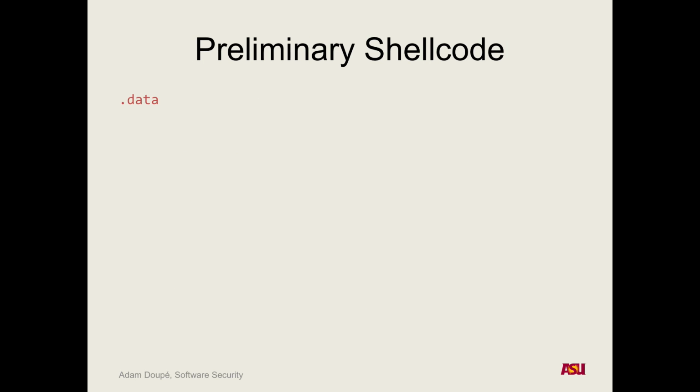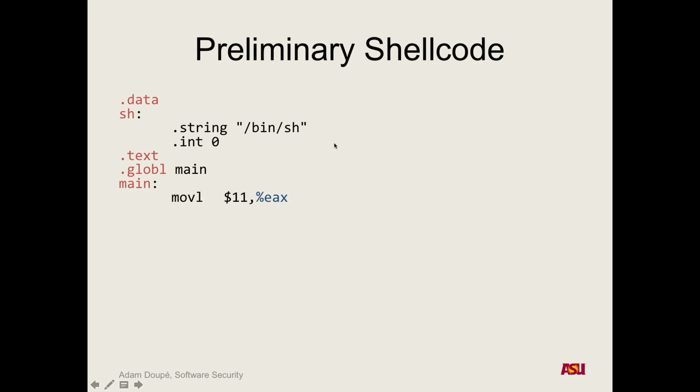So if we were to write this in assembly, we would have a data segment, we'd give it a label, we'd call it sh, we'd have the string /bin/sh, we'd have an integer 0, and then our program is pretty straightforward, right? We want to just translate exactly what we wanted to do into assembly. So we can set B to be hex B, which is the same as 11, right? 10 is A, B is 11.